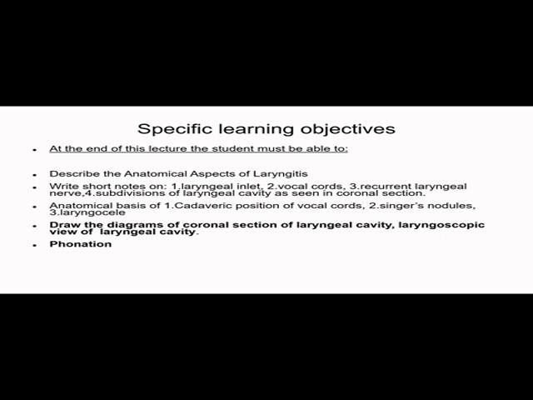At the end of this lecture, the student must be able to describe the anatomical aspects of laryngitis. He should be able to write the anatomical basis of cadaveric position of vocal cords, singers' nodules, laryngoceles, and should be able to write short notes on topics like recurrent laryngeal nerve, the subdivisions of laryngeal cavity as seen in the coronal section, the laryngeal inlet, and the vocal cords. Also, the students must be able to draw the diagrams of coronal section of laryngeal cavity and laryngoscopic view of laryngeal cavity. And you should also be aware of the different steps in phonation.